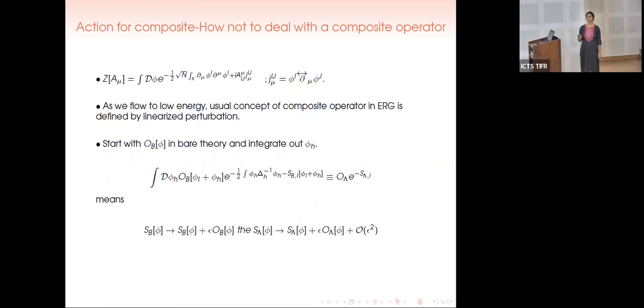So whatever remains is given as O lambda. That means you perturb the Bare action with some perturbation which is proportional to epsilon, and then whatever operator in the Wilson action, in the new scale action you are getting, which is proportional to epsilon, that is given by O lambda. And this O lambda is the composite operator at scale lambda. So this is the usual way people find composite operators in ERG.